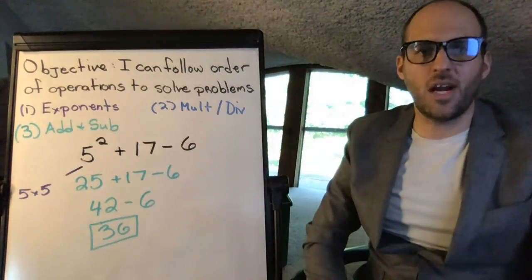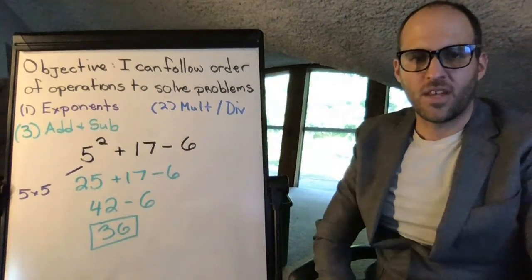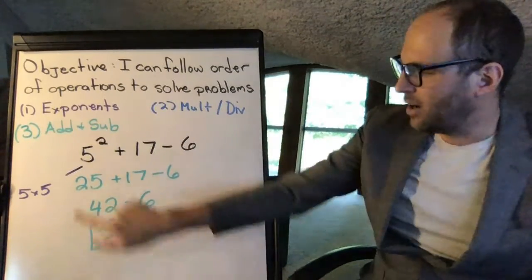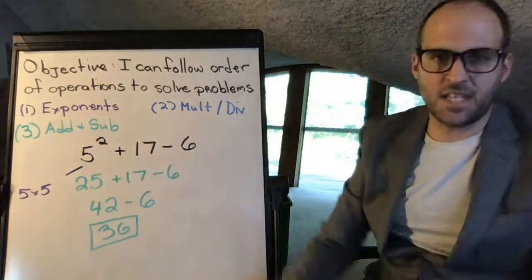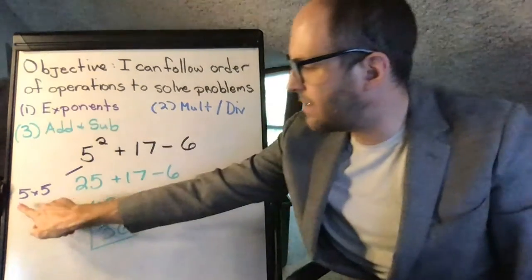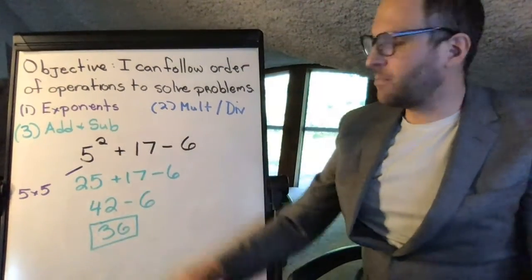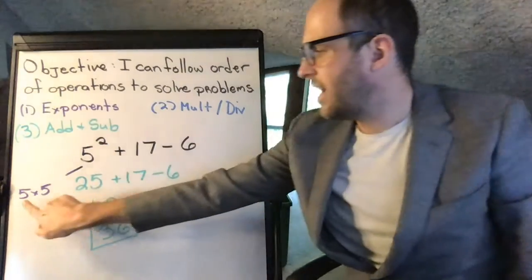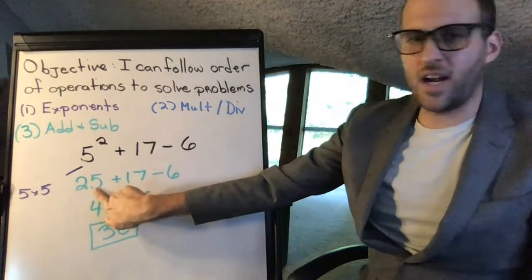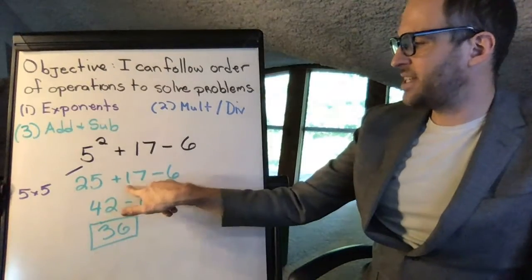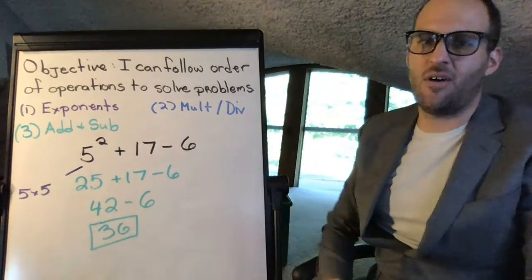You have to stop right away and go, uh-oh, there's an exponent. Remember, this 5 is our base number. The exponent tells us how many times we're going to write and multiply that number. So because it says 5 squared, I write 5 twice. 5 times 5 is 25. 25 plus 17 minus 6 is now our answer.